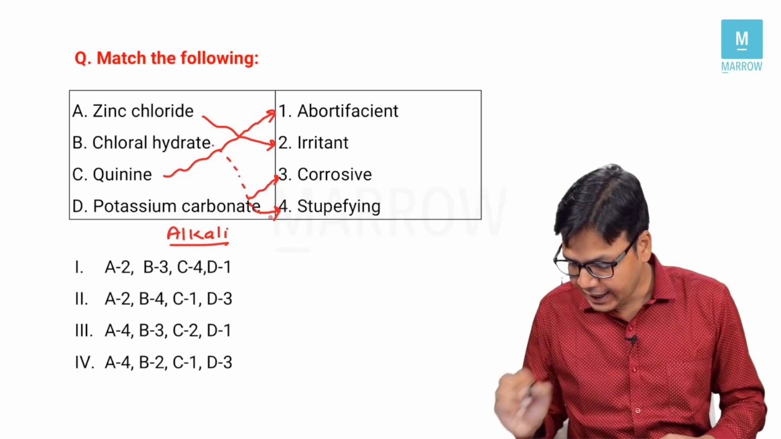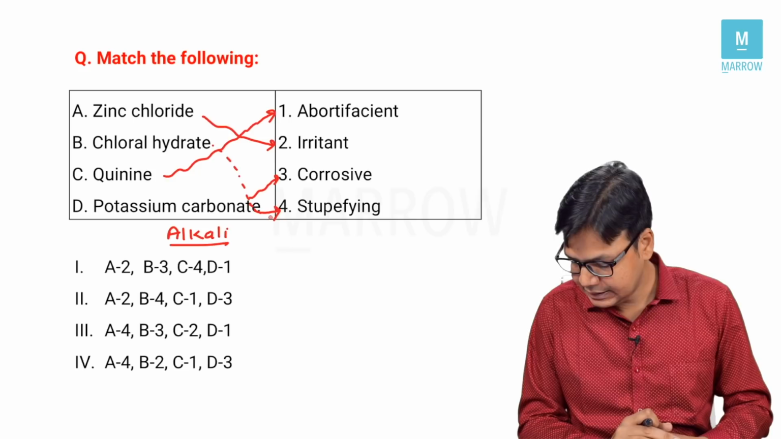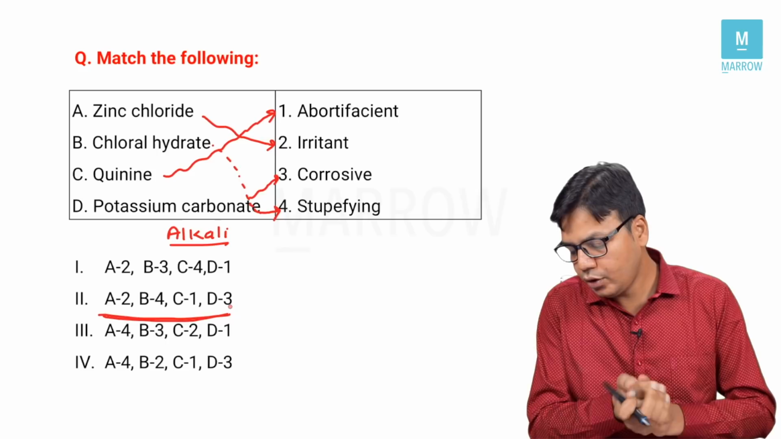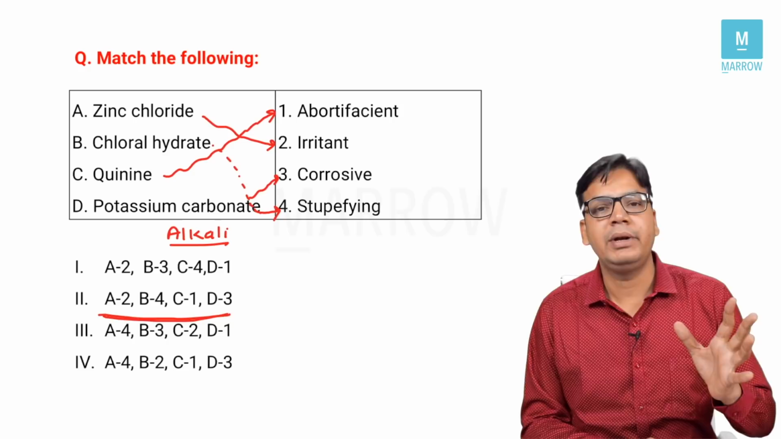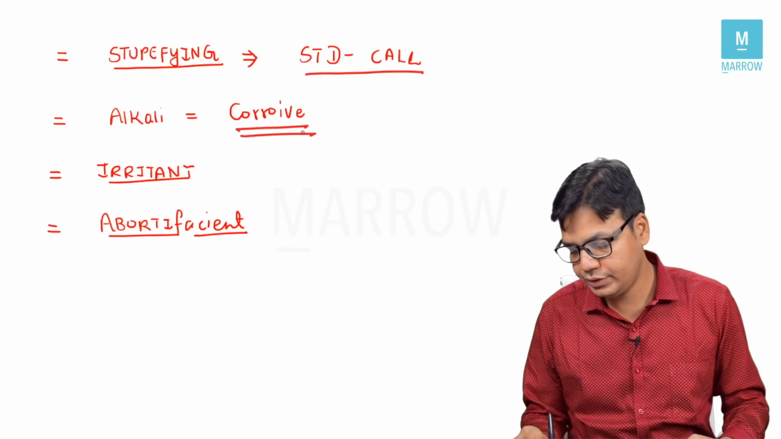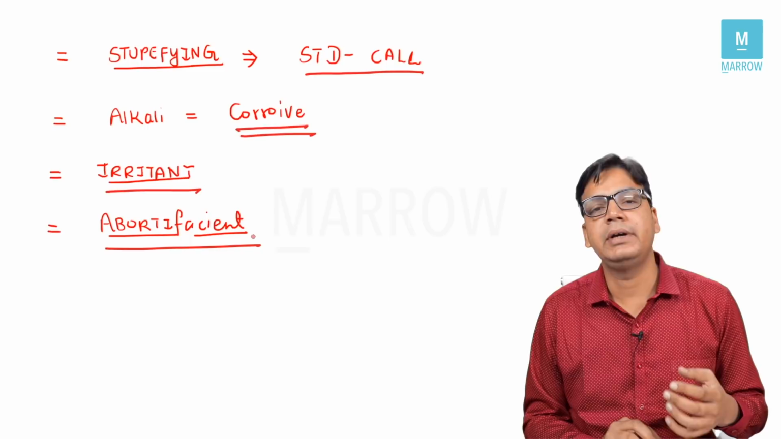A2, yes. And B4, yes. C1, yes. And D3. This is the right choice: A2, B4, C1, D3. So zinc chloride is an irritant. Done. Chloral hydrate is a stupefying agent. As I told you, Datura, cannabis, all are stupefying agents. Quinine is an abortifacient and this is corrosive. Yes, it is very simple. Alkalis are corrosive. Irritant is zinc. Abortifacient is quinine. Quinine is an example of ecbolics, which increase uterine contraction.